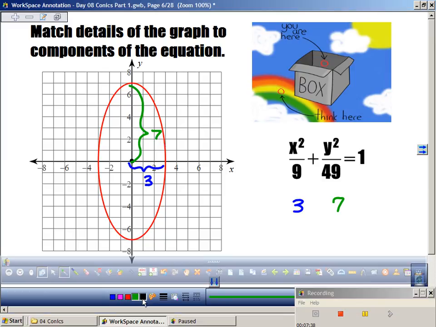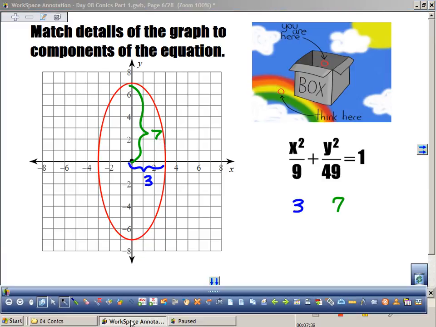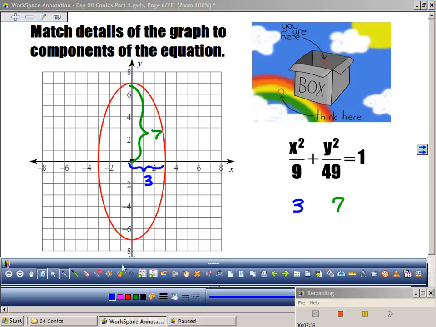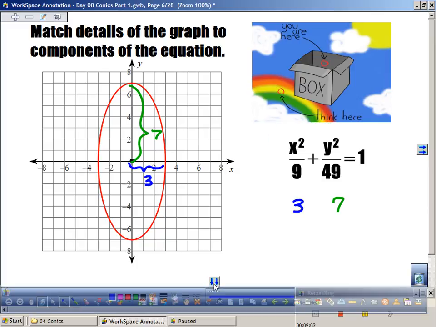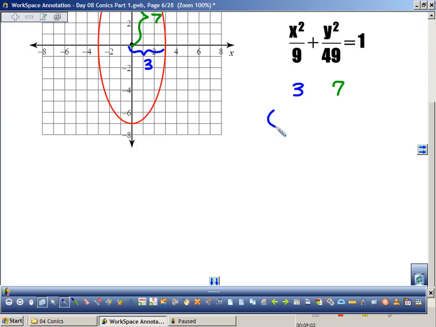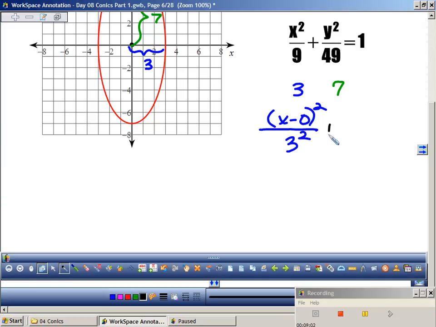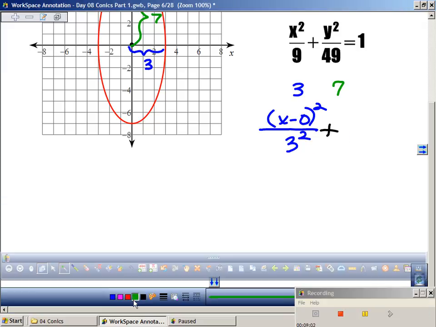What do we normally see, like in circles? Didn't we see parentheses up here? I'm going to rewrite it right here. Normally we'd see it like this. Why am I putting zeros in there, folks? Because it's at 0, 0. I have a center of 0, 0.